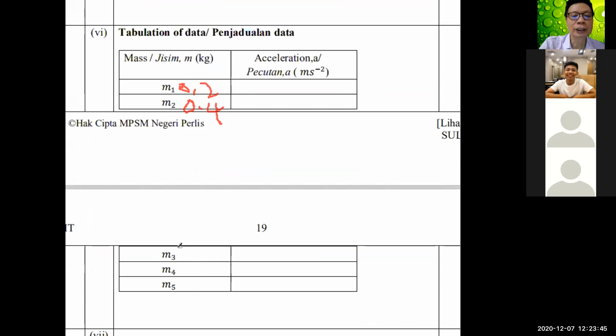0.6. 0.8. And the last one was 1.0. Okay, please write the answer. This one you have to write now. Your paper should be like this: 0.2, 0.4, 0.6, 0.8, 1.0. And here, acceleration, you need to write. But make sure you have the unit correct: meter per second square, or cm per second square is also okay.